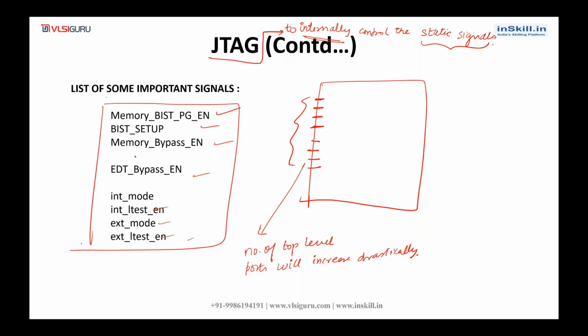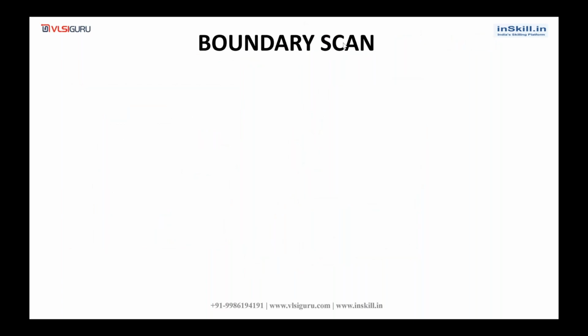And by explaining that, we will also simultaneously see how with the help of JTAG, we are able to internally control those static signals. So this is one need of JTAG. And the other need of JTAG is to achieve boundary scan. So how with the help of JTAG are you able to achieve boundary scan? For that you need to know the JTAG architecture, so that we will cover during our course.